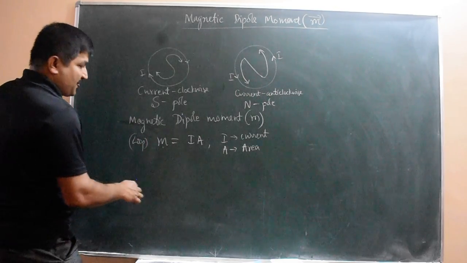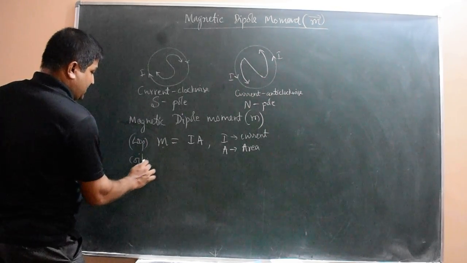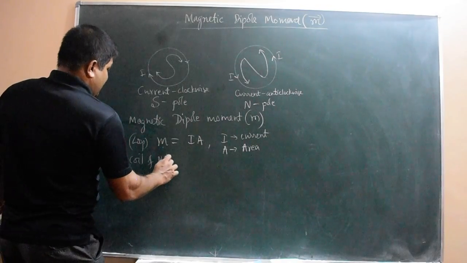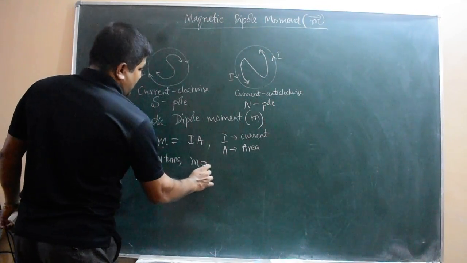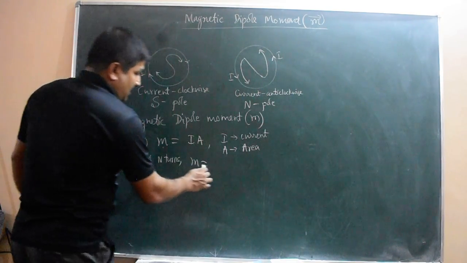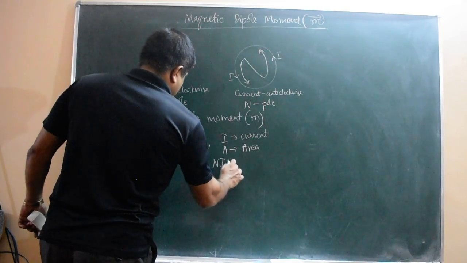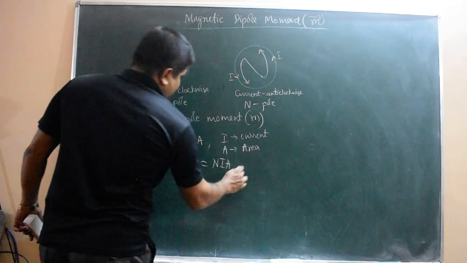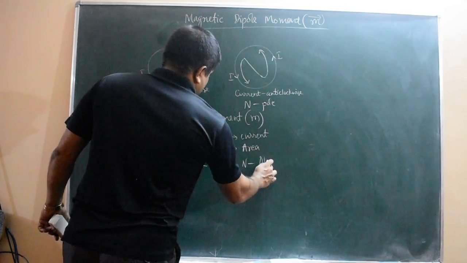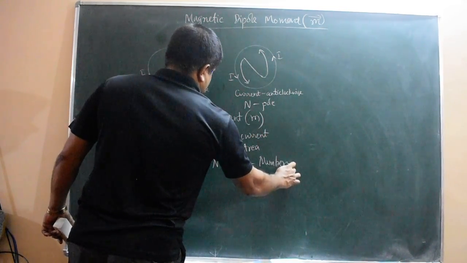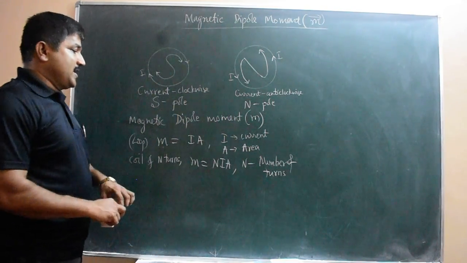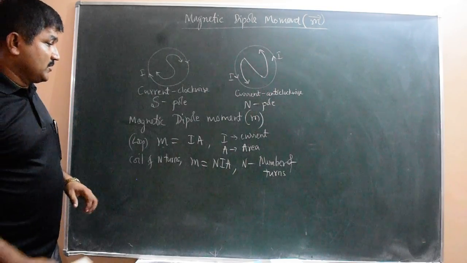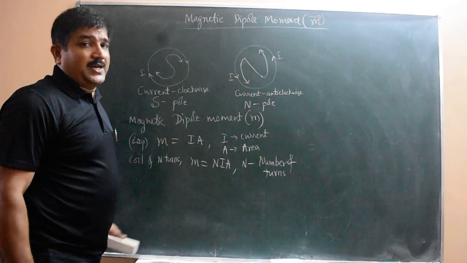If it is a coil of n turns, then the dipole moment of the coil is NIA, where N is the number of turns in the coil. So NIA. Now we have to find the SI unit and dimensions.